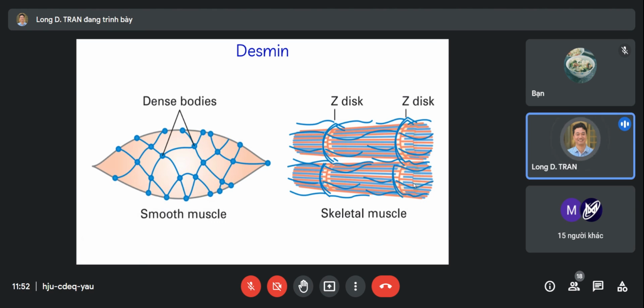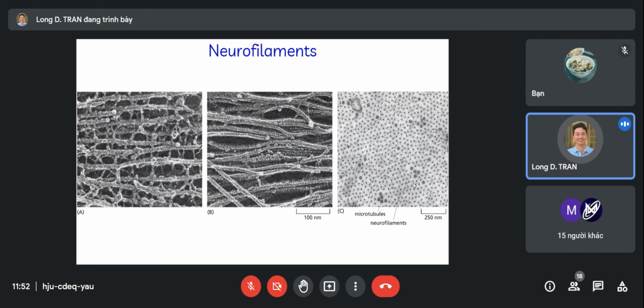Vimentin is part of the structure of muscle, in smooth muscle as well as skeletal muscle. Neurofilament is found especially in neuron cells, and it strengthens the axon and the dendrites. This is a cross section. We have a lot of neurofilaments and some microtubules here. Disruption of neurofilament also leads to neural disease, because the dendrites and axon cannot grow longer.